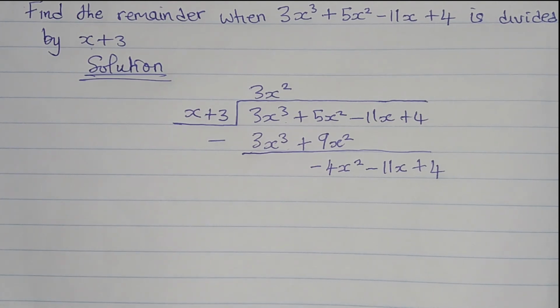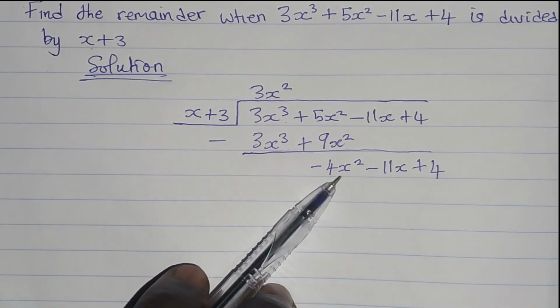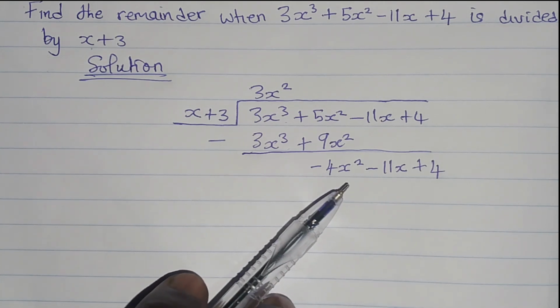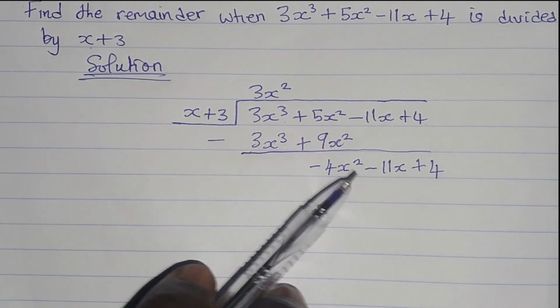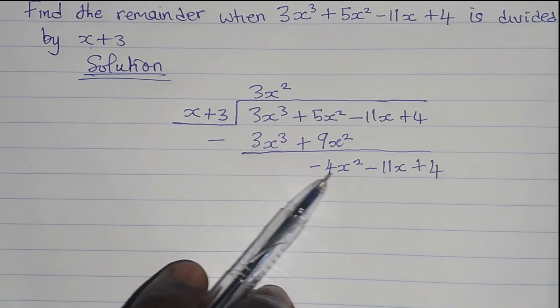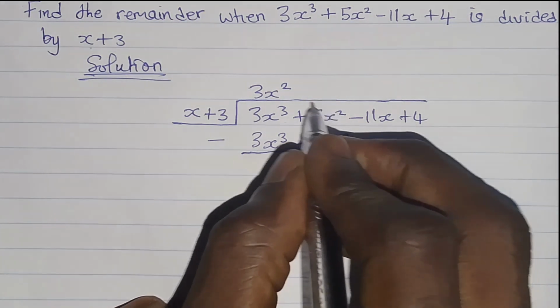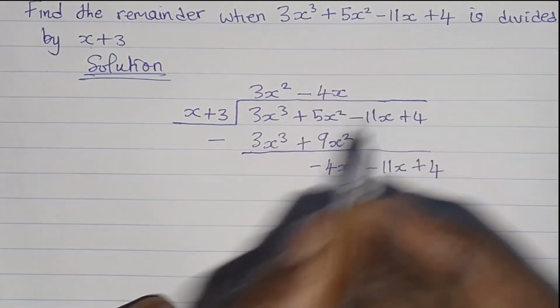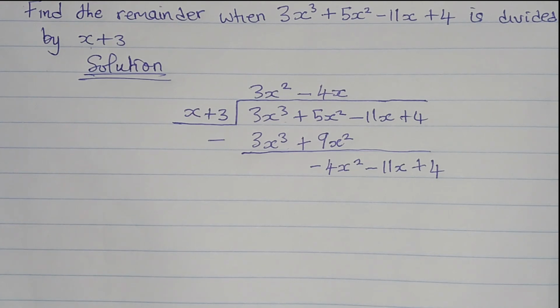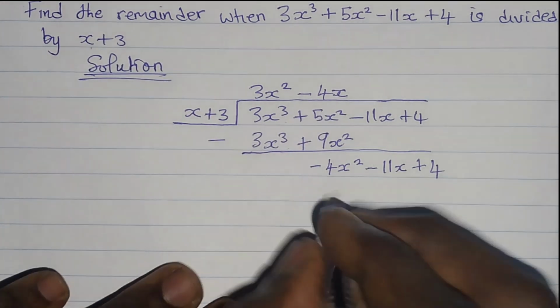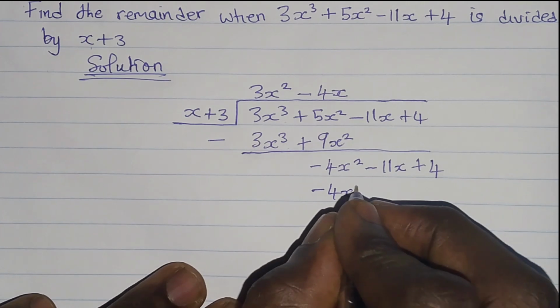Alright. Once we get to this point, all we have to do is to repeat the process from the beginning. x divides the largest power of x here. And in this place, the largest power of x is 2. So x divides minus 4x squared. If x divides that, we would have minus 4x. Then we go again, multiplication. Remember, after division is multiplication. Minus 4x times x will give us minus 4x squared.